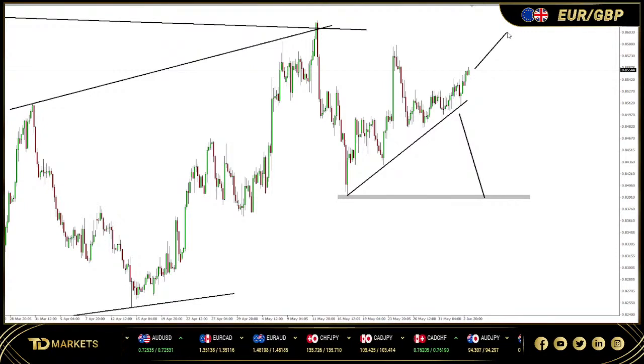Bullish corrections will then take the market to the upside. A bearish impulse from the current level will then drop the market to the downside. So still keeping a close eye on this one. And that is the Euro GBP. So these are the pairs we discussed throughout the week.